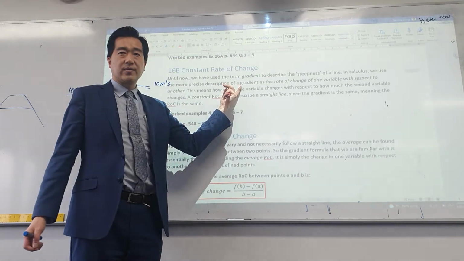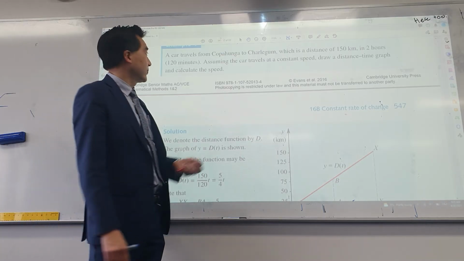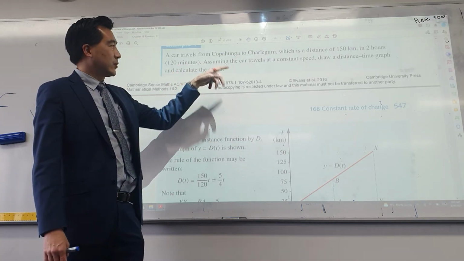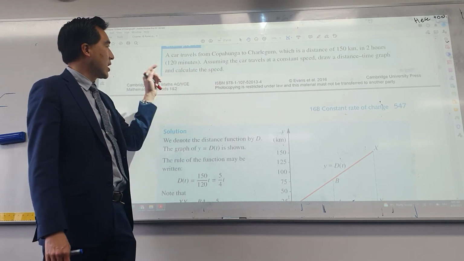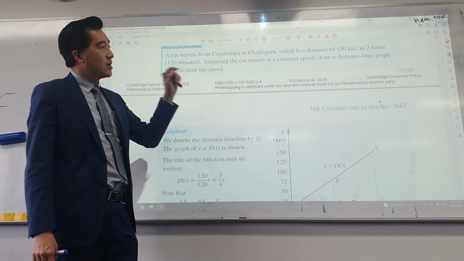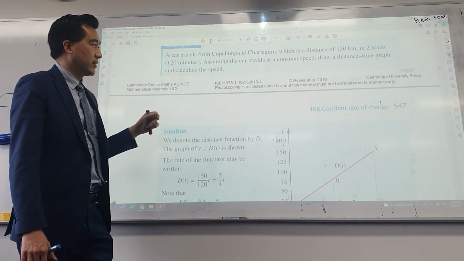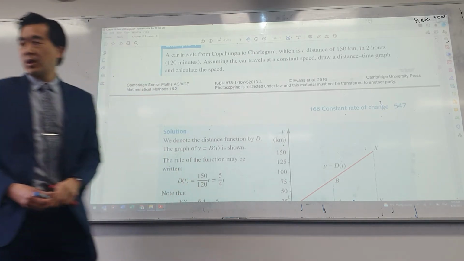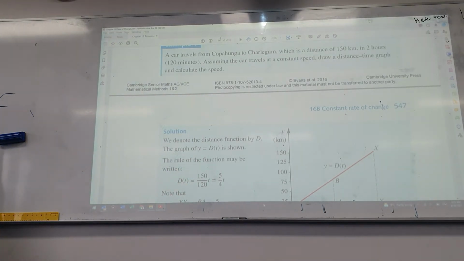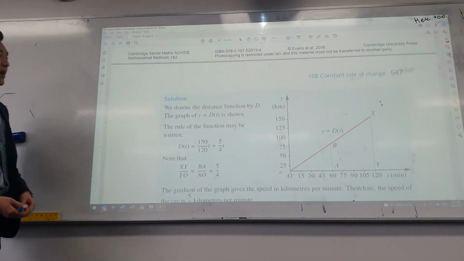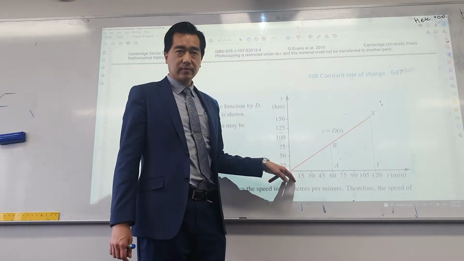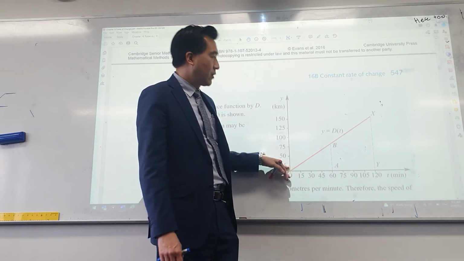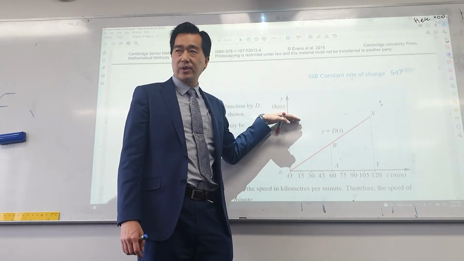constant rate of change. Car travels from one place to another, distance 150 km in 2 hours, assuming the car will travel at constant speed, draw a distance time graph, calculate the speed. Alright? So the distance time graph that they've shown you is essentially just going from one place to the other. You're assuming that the first place is at the origin, and then the second place would obviously be 150 km away from the origin, okay?